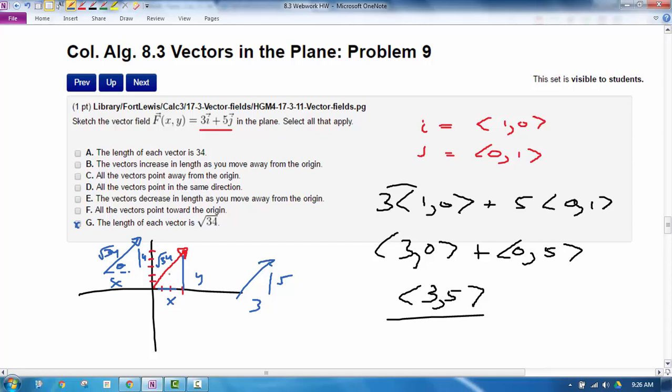C, all vectors point away from the origin. Well, you can place this vector wherever you want. So it could go away from the origin, or you could place it down here. As long as you go over 3 up 5, it would point towards the origin. So that's not true. All vectors point in the same direction. That is true. The vectors decrease in length as you move away. Nope, they're all the same length. All vectors point toward the origin. That's not true either. You could have it point away like the one we first did there. So with vectors, it doesn't matter where you place them, as long as you go over 3 up 5, you're describing this vector right here in the plane.